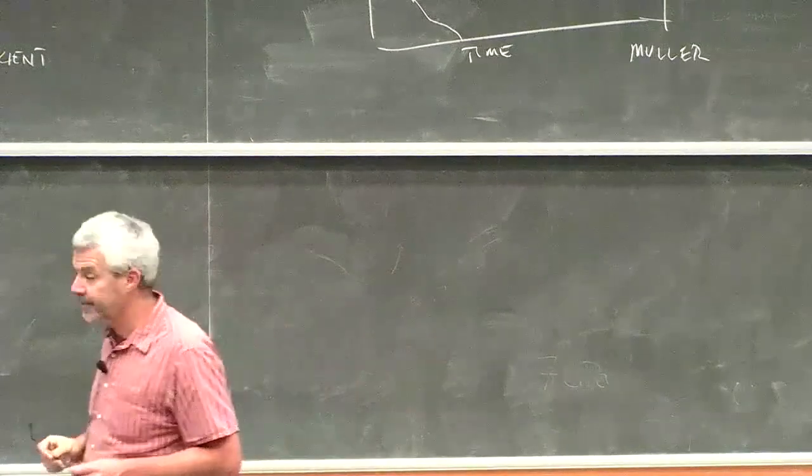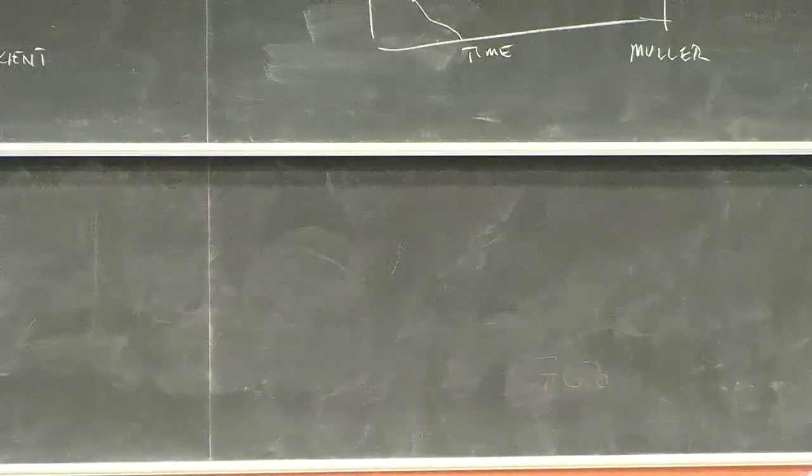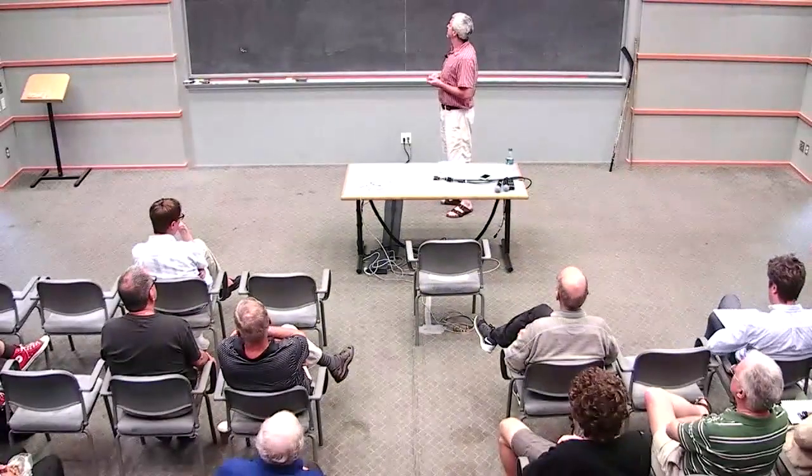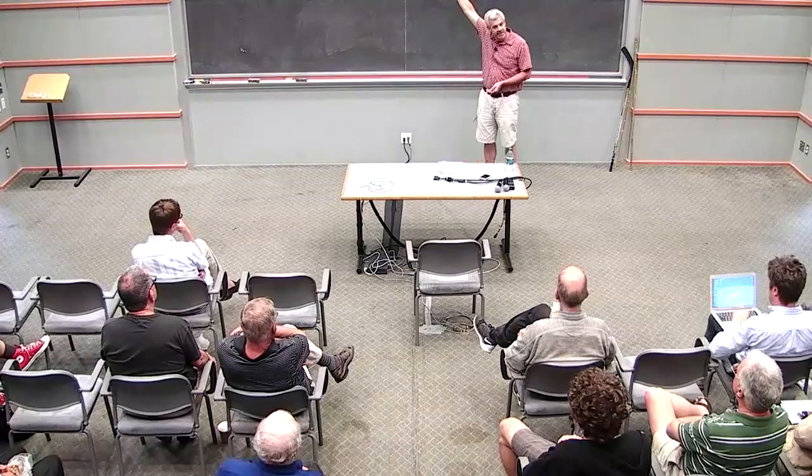So I have a question. Yes, please. Somehow you're normalizing by the total population, right? Well, this picture assumes the population size is constant.